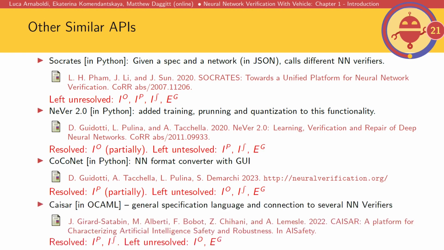And finally, the closest to us is Kaiser, written in OCaml, because Vehicle is written in Haskell, I should have told you, and Kaiser is written in OCaml. So we have 2 APIs at the moment in functional programming style. And so this is a general specification language, and it does connection to several neural net verifiers. So it resolved more problems than other tools, so interpretability, integration, but left unresolved interoperability and embedding gap.